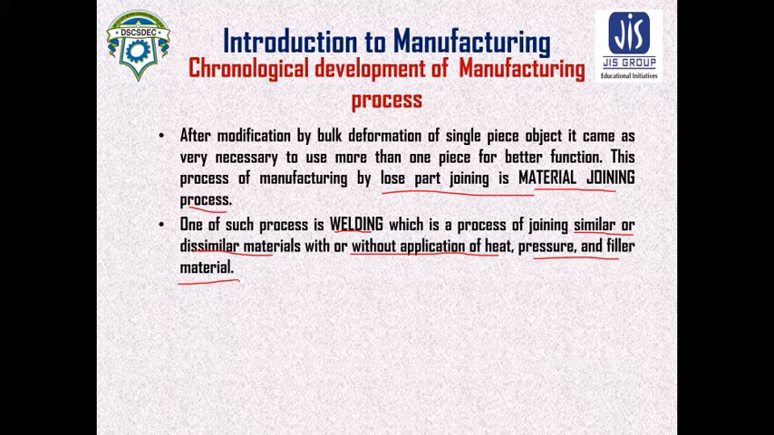Now if we have two metal-forming-modified parts, they can be joined using the welding process. Joining is important for better functionality. And welding is a process in which joining of similar or dissimilar material, with or without application of heat, pressure and filler material, can be done.